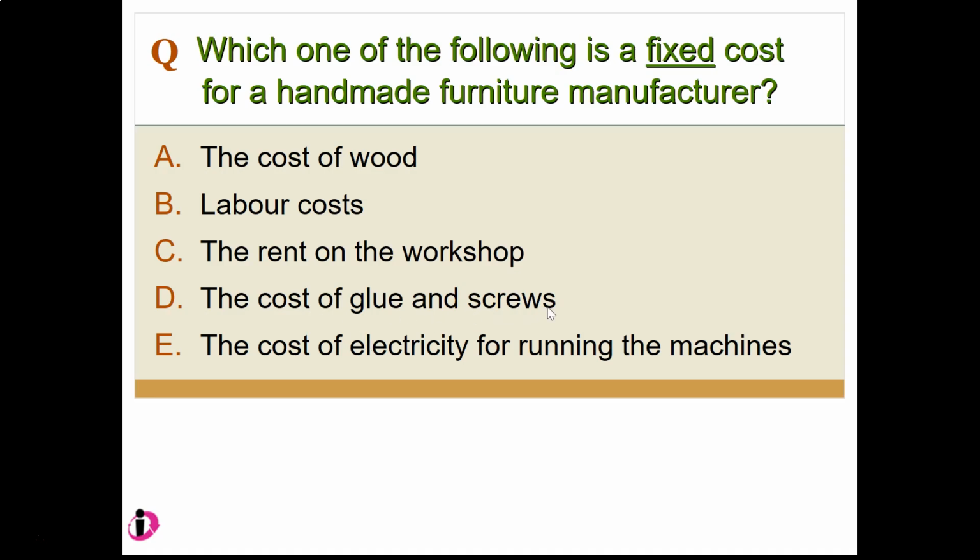No, this will be variable costs because you're likely to use more glue and more screws if you produce more furniture, so it will be directly linked to the amount of output. These will be variable costs of production.